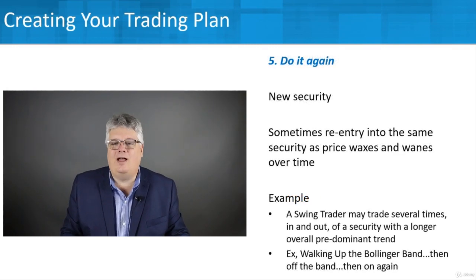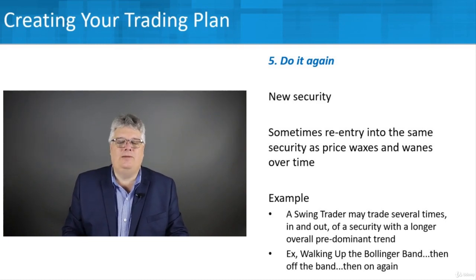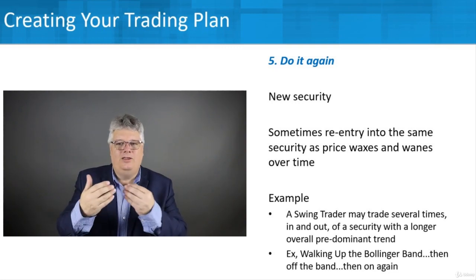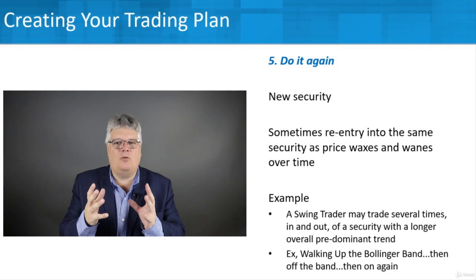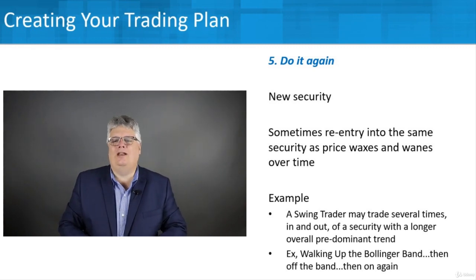And then lastly, number 5 is doing it again, right? Doing it over and over again. It might be with a new security that you're now looking at for the same types of indicator situations, a primary, secondary, whatever it might be. Or sometimes it's a re-entry into the same security as the price waxes and wanes over a period of time. You might have a smaller watch list of securities that you really like to trade in, and you're always watching those, of course, and then you're doing these same 5 steps as far as your trading plan.